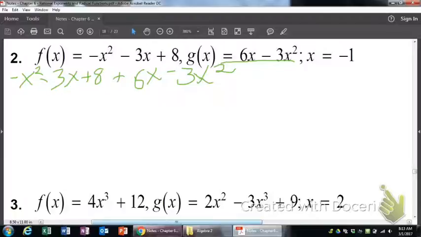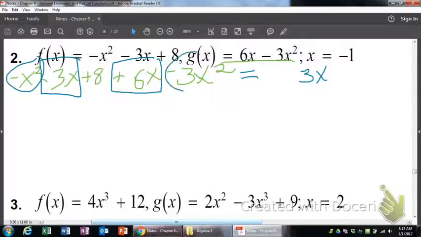I'm going to combine my like terms. I have negative 3x plus 6x, which gives me 3x. And then I have negative x squared minus 3x squared, which is negative 4x squared. And then I have plus 8 in the back, just like that. So I'm going to rewrite this part right here to make it look a little better. Negative 4x squared.